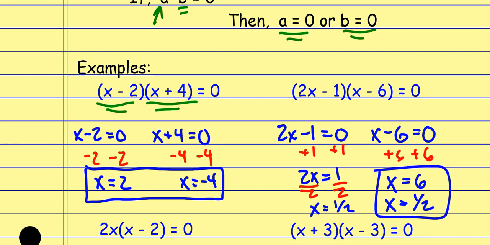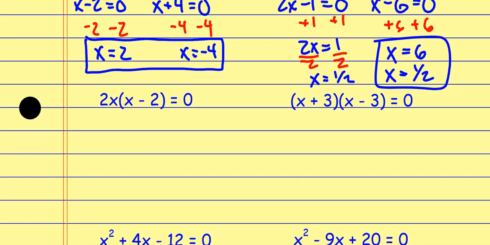Okay? If I look at the next one, again, I have two things being multiplied and equals 0, which means either the first thing equals 0, so the 2x equals 0, or the second thing equals 0, the x minus 2 equals 0. And I just solve each of these. This first one, I divide each side by the 2. So that's x equals 0. The second one, I add the 2.